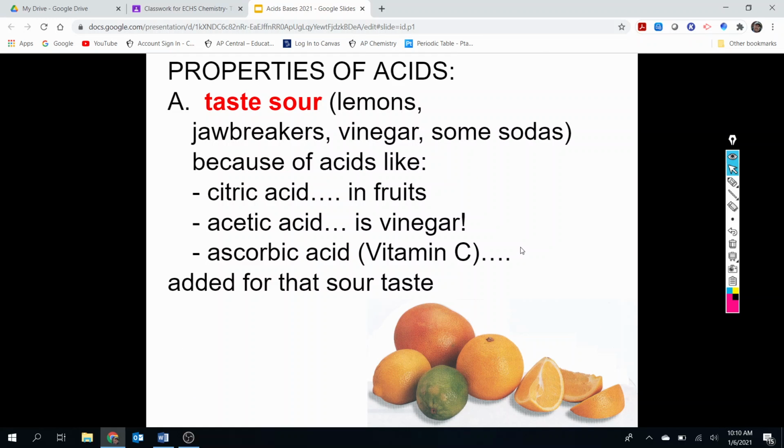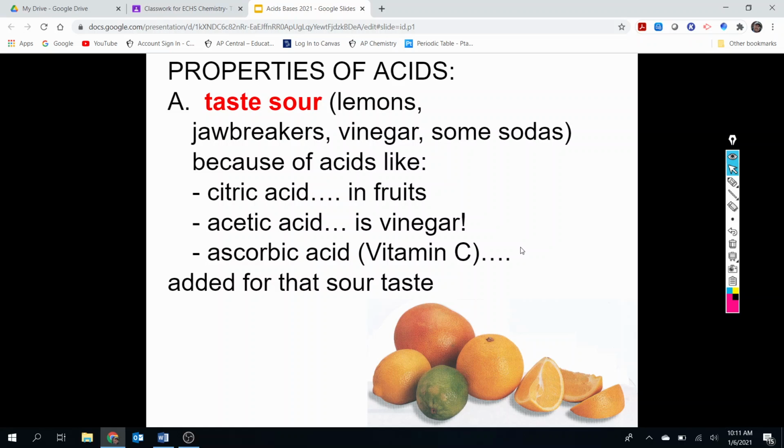All right, let's write down a couple of properties of acids. When we say it's a property of an acid, we mean that this is a characteristic. It tastes sour, like if you take a lemon out of your tea and just chomp on that thing, it will make you pucker and make your cheeks touch together in the back. And so lemons, jawbreakers, Sour Patch Kids, vinegar. Hopefully you're not drinking vinegar. That would be nasty. And some of your sodas. Anything that tastes sour, that has a strong acidic flavor to it.